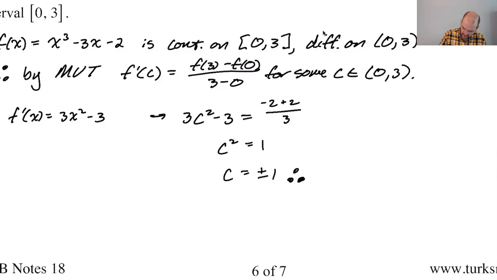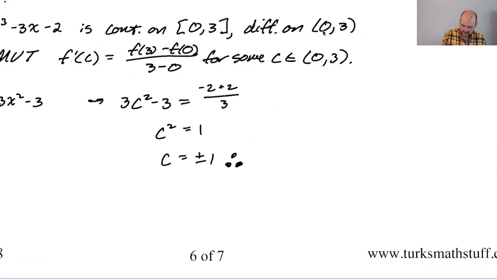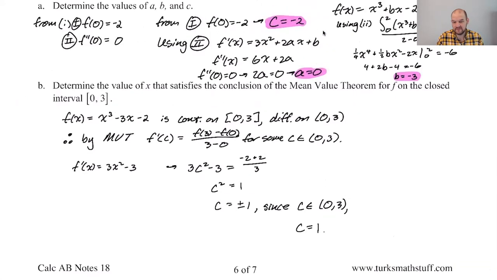But c has to be an element of 0, 3, so since c is an element of 0, 3, c equals positive 1. I think that's the answer.